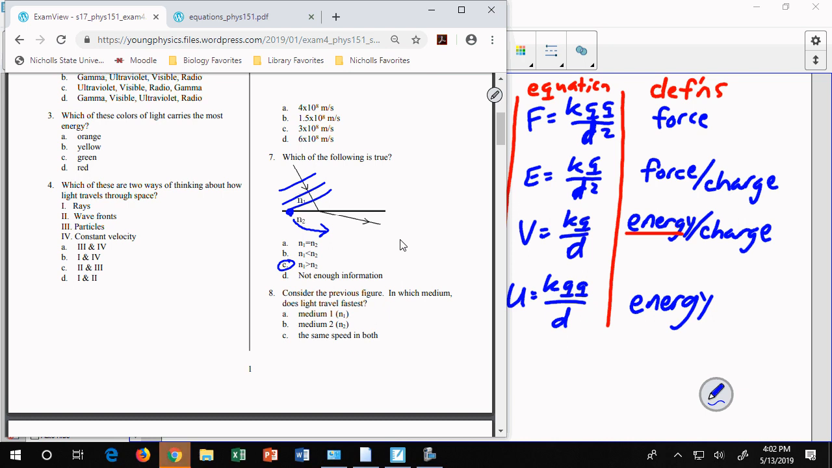The odd thing about it is n equals 1 in a vacuum, and it always slows down when it goes to a medium. And if the angle's bending away from the normal line, it's speeding up. So you know that n2 has to be bigger because it's going out and speeding up. Smaller. I'm sorry. I confused people. Yes, it is smaller.